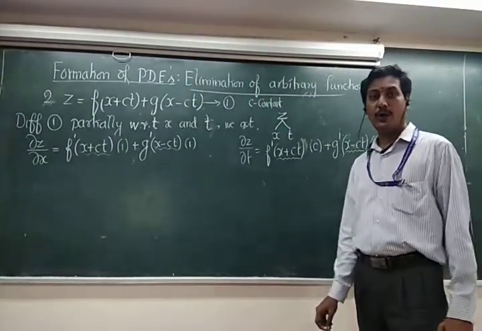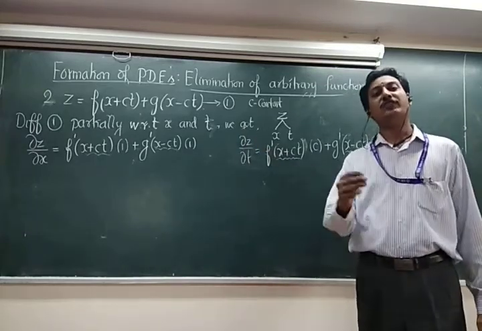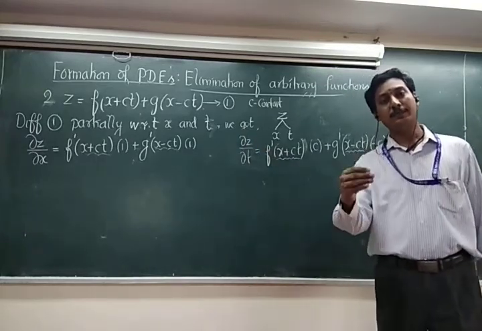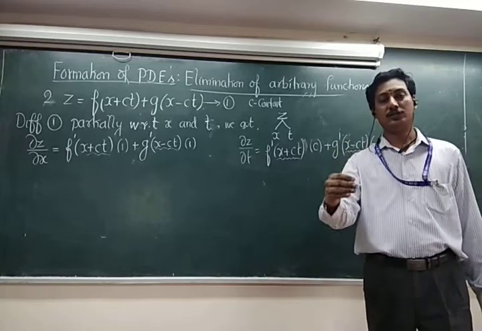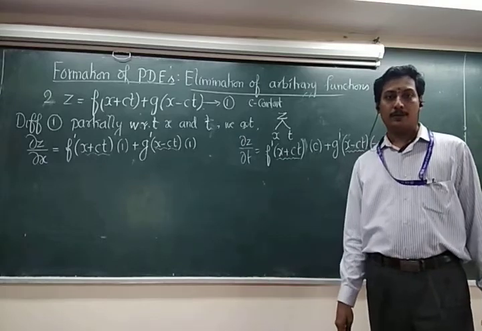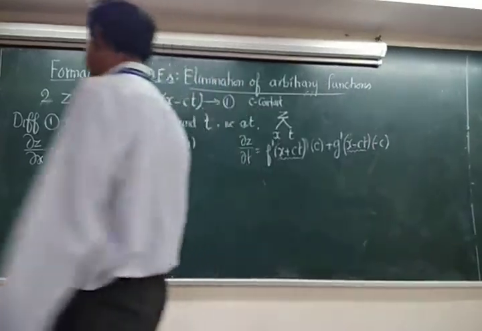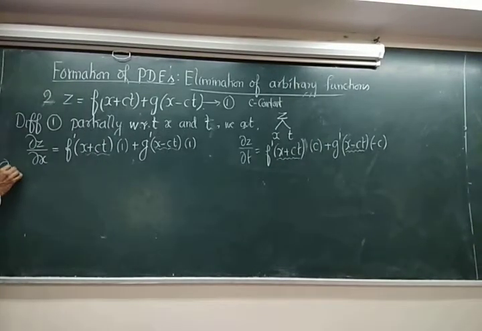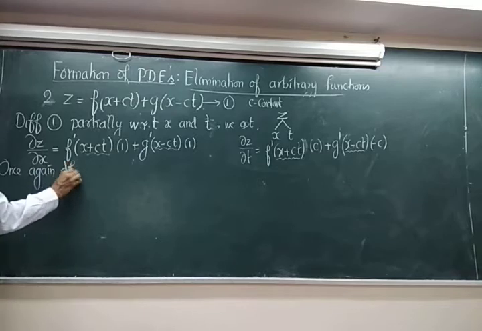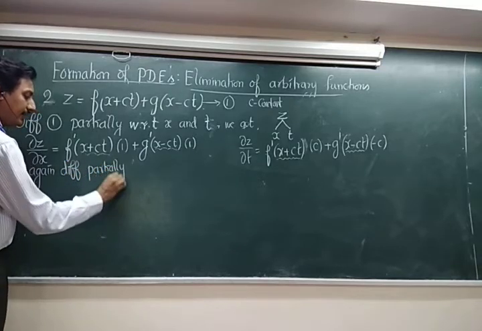Is it possible now to eliminate both f dash and g dash from these two relations? It's not possible. Why? Because there are two arbitrary functions. At least we move on to the minimum of second order partial derivative. So we once again differentiate this partially with respect to x and t.